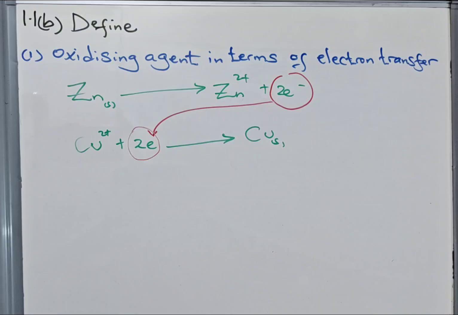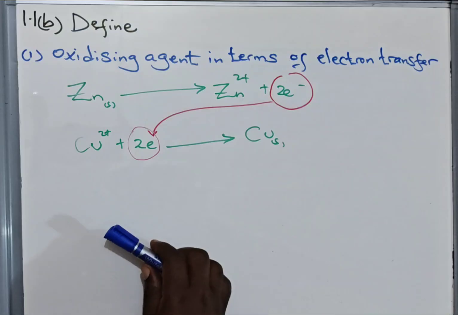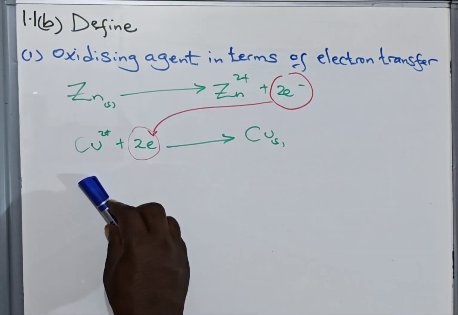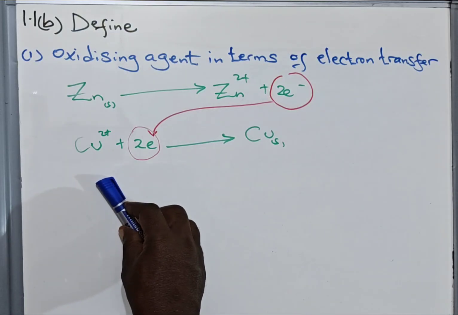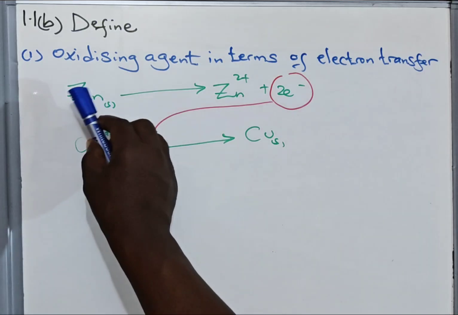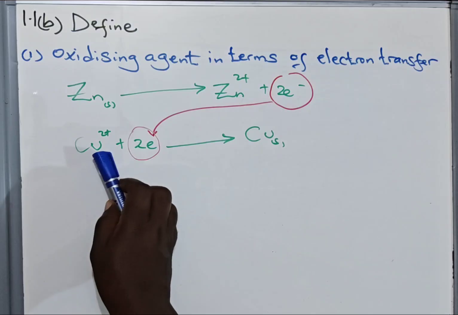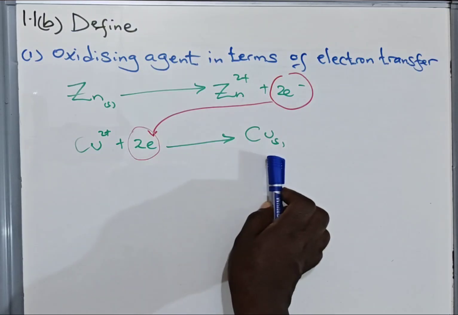So in terms of electron transfer, what is an oxidizing agent? An oxidizing agent is the substance which gains electrons. So which one is gaining electrons? It's copper 2 ions. It's the one which is taking up 2 electrons to become copper solid.